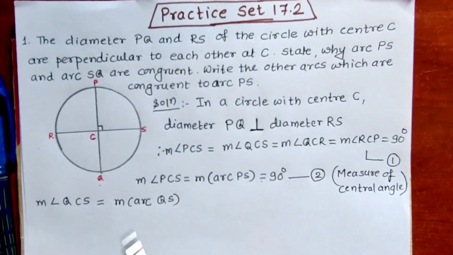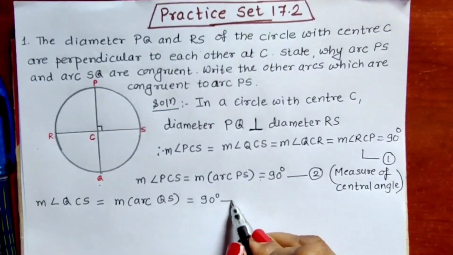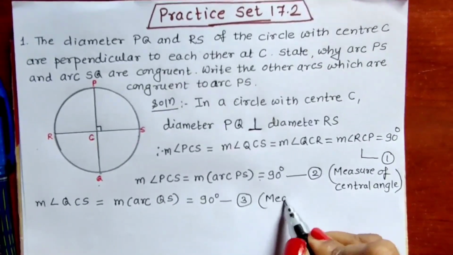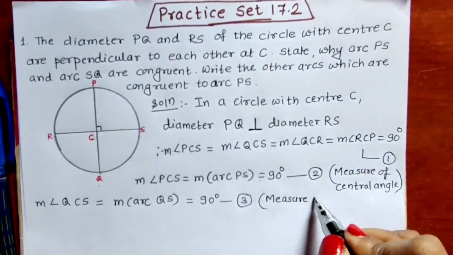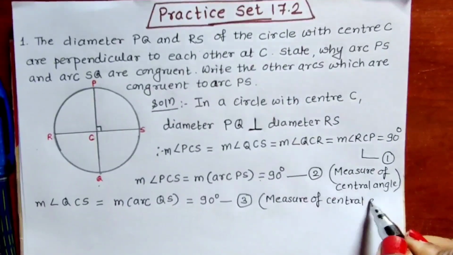Correct? Or SQ we should write, is equal to 90 degree. This will be my third statement, and it is measure of central angle. We have to write measure of central angle.